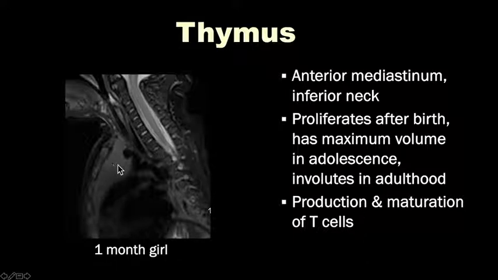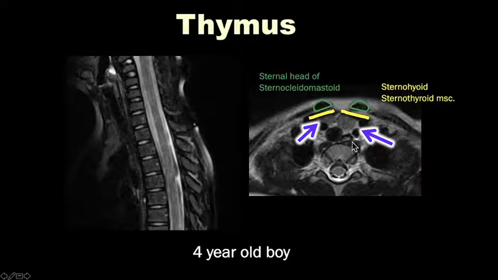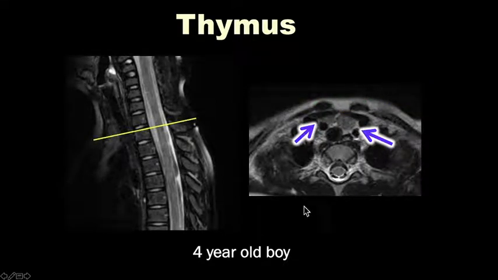So here in a 1-month-old girl on a sagittal T2 weighted image, we see the normal thymus in the inferior neck and mediastinum. It can get a little tricky on axial images because it looks nodular, simulating lymph nodes, and it's very typical for the lobes of the thymus to be asymmetric with each other. It's behind the strap muscles and also posterior to the sternocleidomastoid muscle. And the easiest way to sort it out is to look at your sagittal images because you can clearly see that this is thymus, contiguous with the rest of the thymus in the mediastinum.